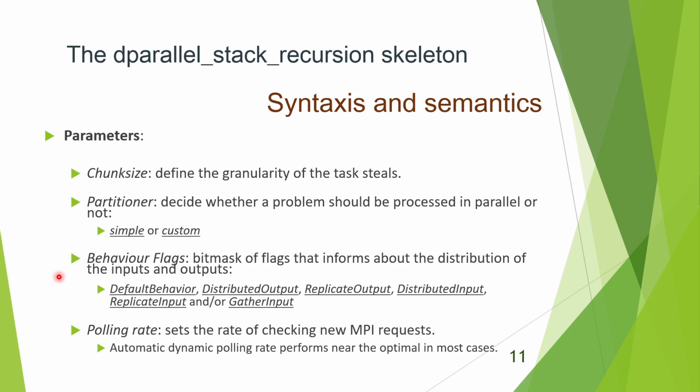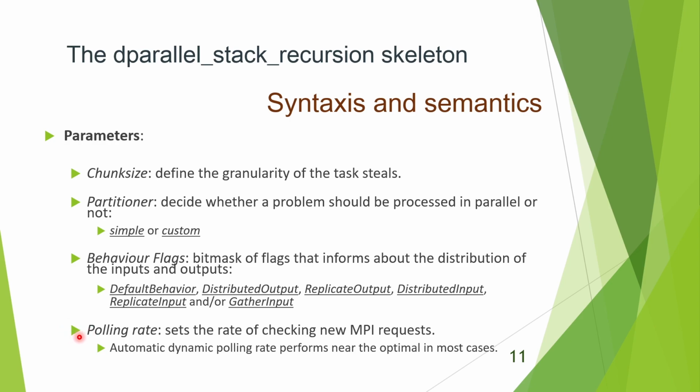For example, we can inform the library that it's necessary to replicate the input problem in all processes, or that the result of the solution can be kept distributed among the processes, or that the final solution, which is by default only present in process number 0, must be replicated to all processes instead. Lastly, the polling rate parameter indicates how often the thread should check for a pending MPI work request.